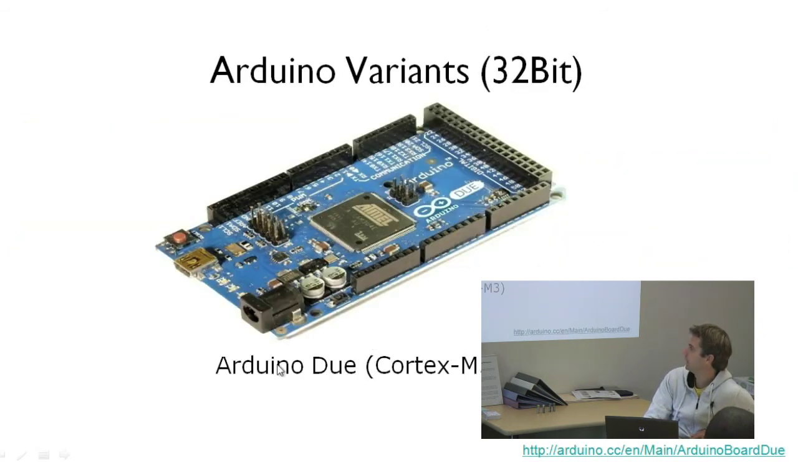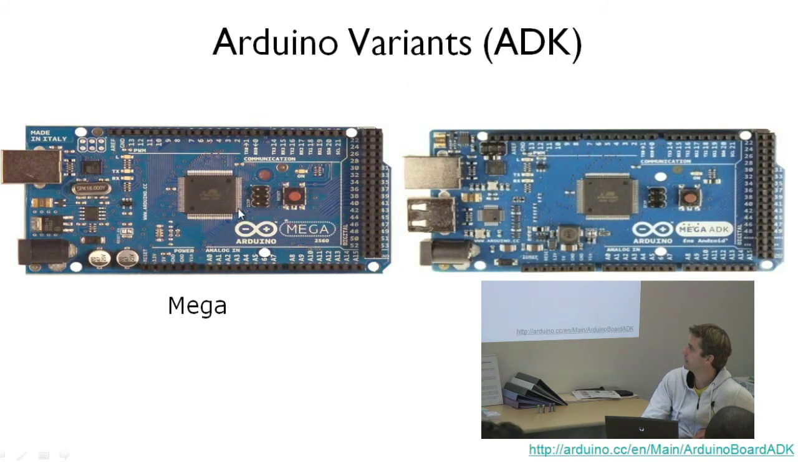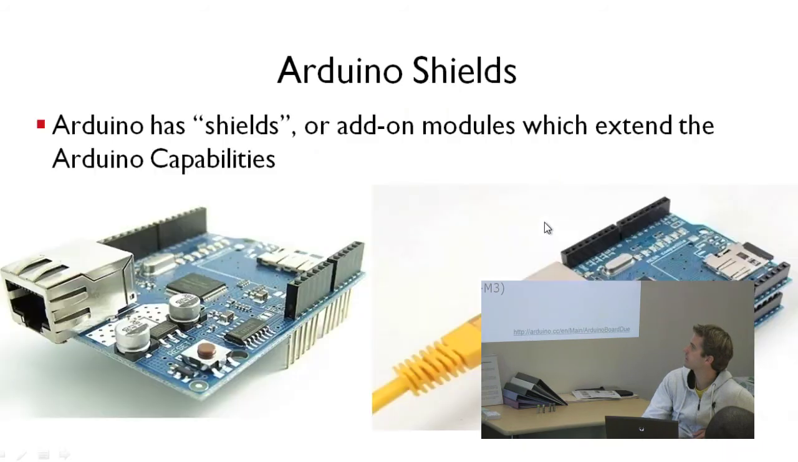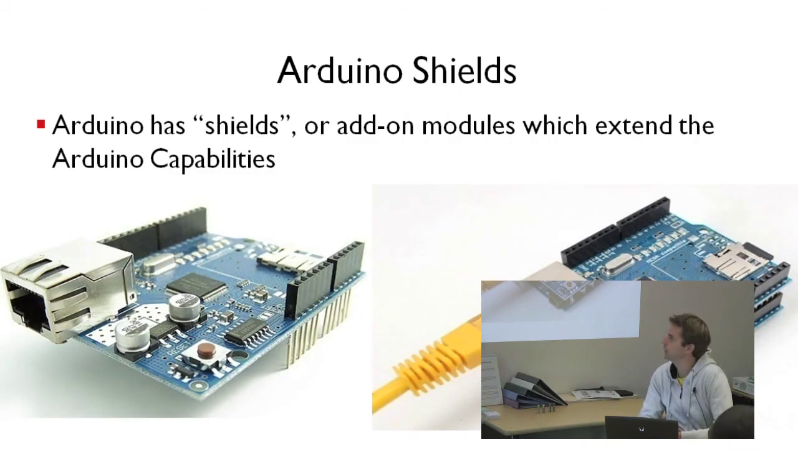They have now released 32-bit ones, which run ARM as well, the same stuff which is in the Raspberry Pi and cell phones. Instead of being based around the older Atmel chips, these are based around ARM, so you can write ARM code for them but still have the same sort of interface. And in addition to that, they also have what are known as shields.